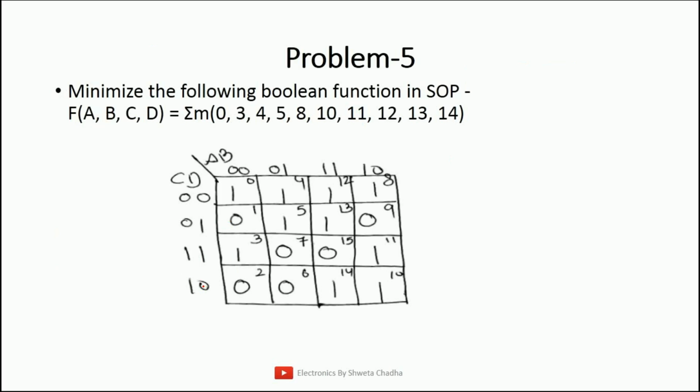Next problem. Minimize the given function in SOP. And how many variables are mentioned as per the given question? 4. So we have drawn a 4 variable K-map, step number 1. Step number 2, fill K-map. So summation small m signifies we have SOP.